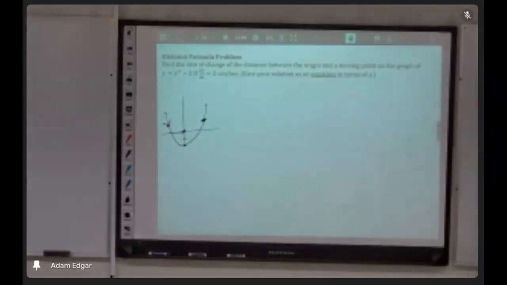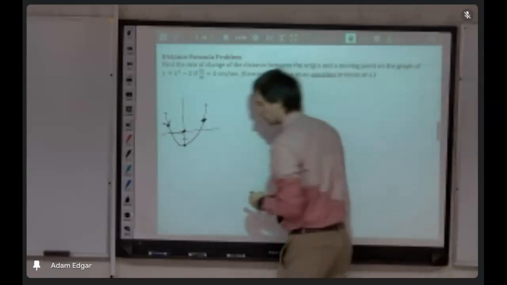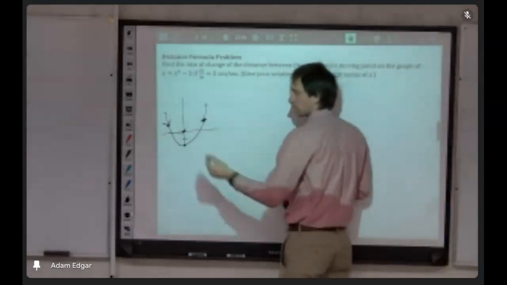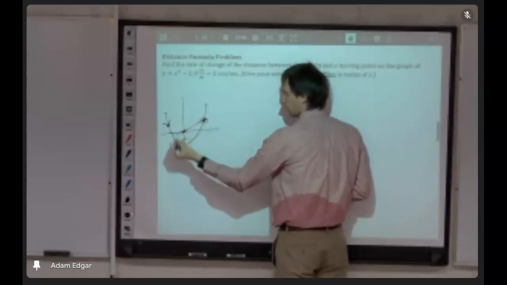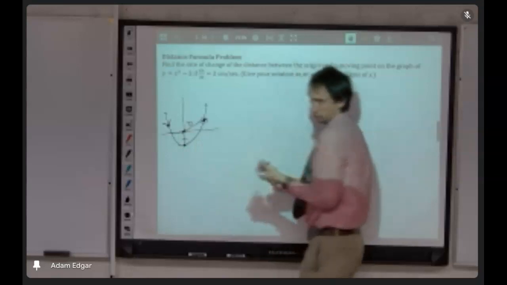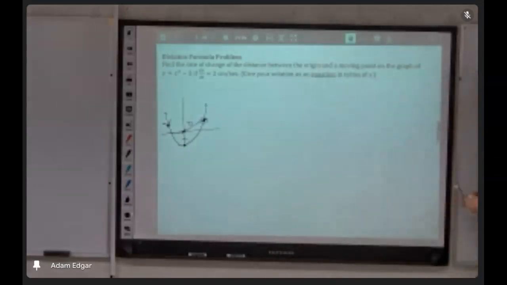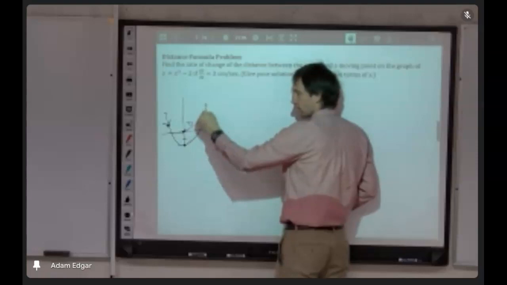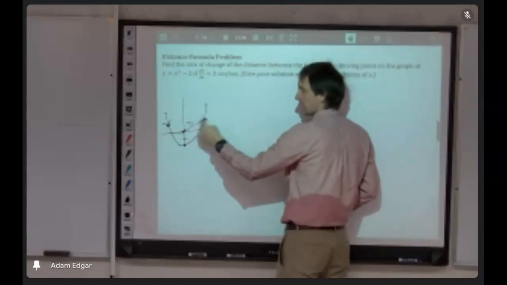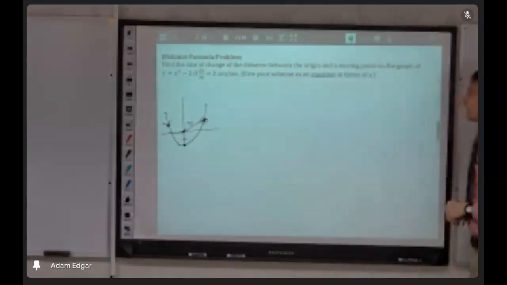And we want the distance between that point, wherever it is, and the origin. So what I'm going to do is just connect the dots from this point, I'll use this one, and the origin. And we'll call that distance d, the distance. And we're wondering, how is that distance changing? As the point travels along the curve, how does the distance between that point and the origin change? Any questions with just the scenario and what's going on?